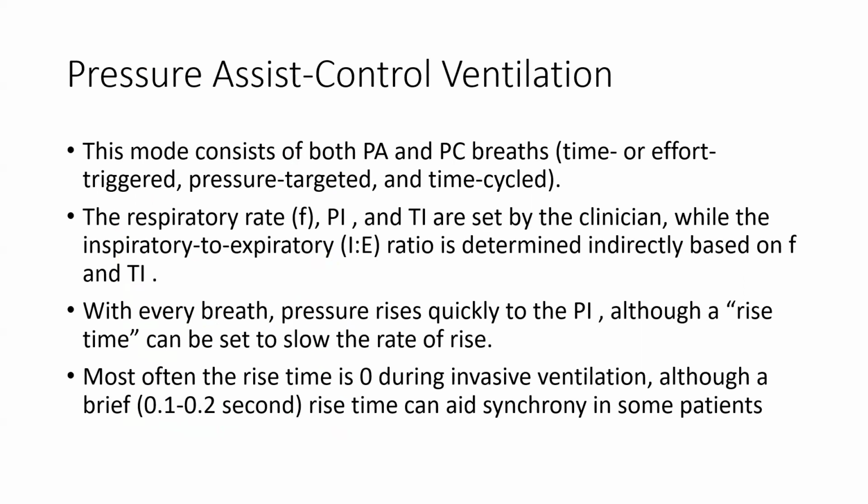Now the next is pressure assist control ventilation. This mode consists of both pressure assist and pressure control breaths. That is, time and effort triggered, pressure targeted, and time cycled. The respiratory rate, the inspiratory pressure, and the inspiratory time are set by the clinician, while the inspiratory to expiratory ratio is determined indirectly based on the rate and the inspiratory time. With every breath, the pressure rises quickly to the inspiratory pressure, although the rise time can be set to slow the rate of rise. Most often the rise time is zero during invasive ventilation, although a brief rise time can aid synchrony in some patients.